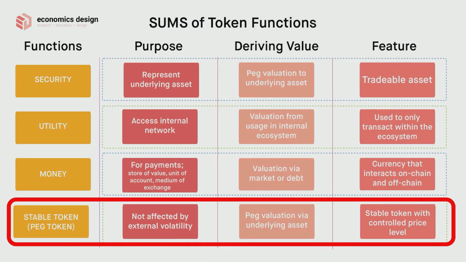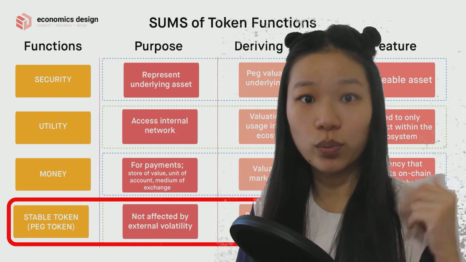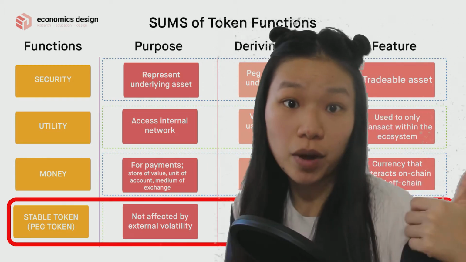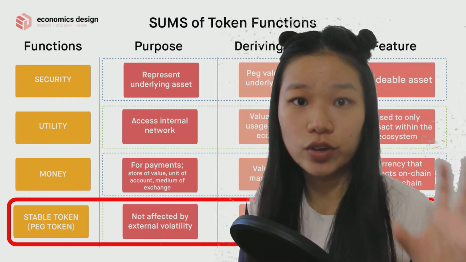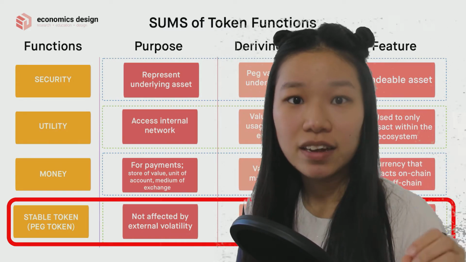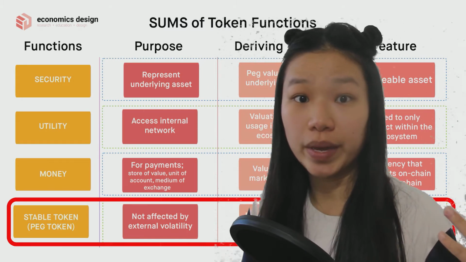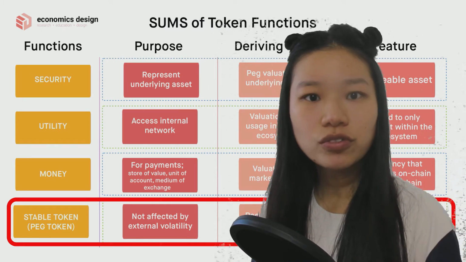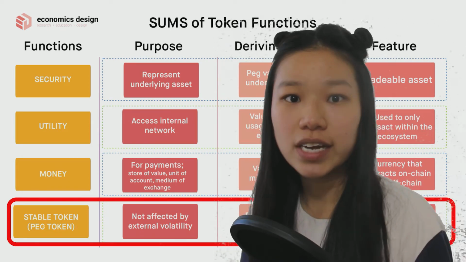The third one is money, or a currency kind of token. For that, it's really used as a means of payment. They can be pegged or not pegged, whatever. The whole purpose is that it's used as a currency, for payments, for store of value, your typical currency functions. It derives its value in one of two ways. One is via the market, so supply and demand on the secondary market, and that's how you get your valuation. Or via debt. By debt, I mean IOU. So that could be a peg token or collateral. So they're basically using debt to create tokens.